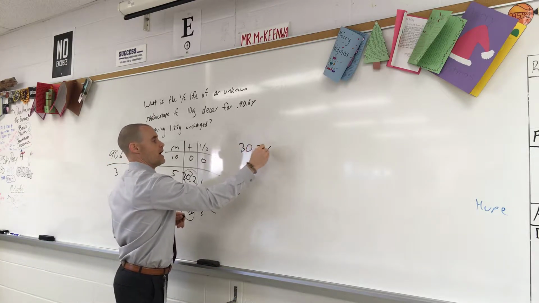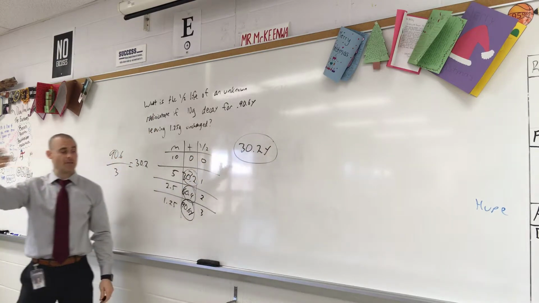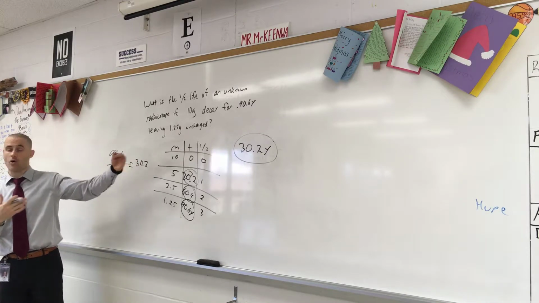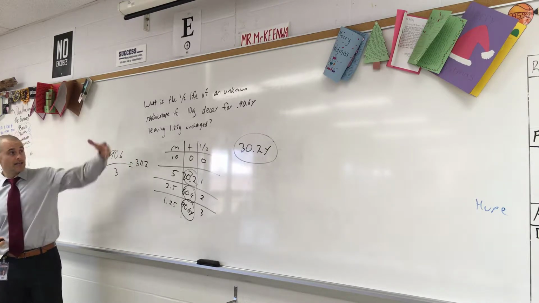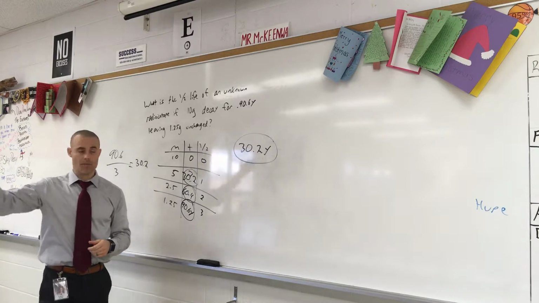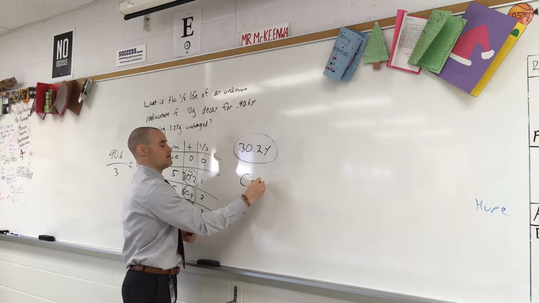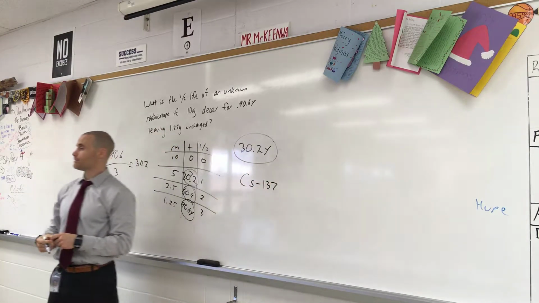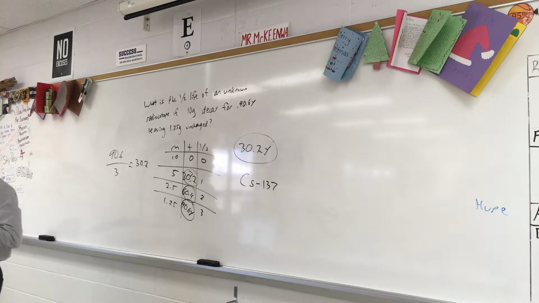30.2 years, and if the Regents was to take it one step further and say what isotope, according to Table N, is the unknown isotope, you would look up 30.2, and it's cesium-137, you guys told me? Yep. Very good.